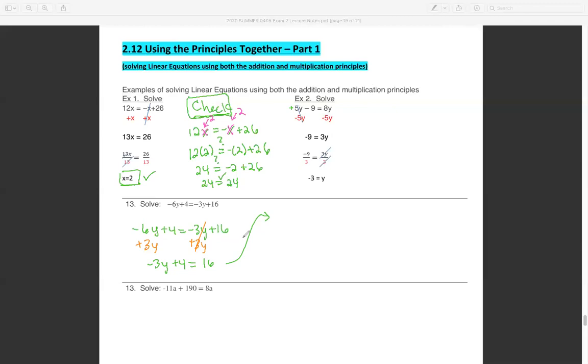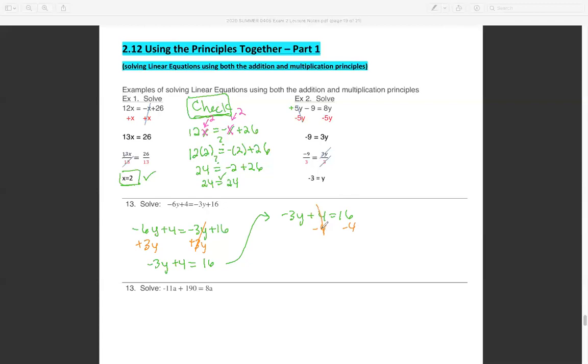Instead of doing addition and subtraction last, that's what you're going to undo first. So here we have negative 3y plus 4 equals 16. We're not going to start by undoing the multiplying by negative 3. We're going to undo the adding and subtracting first. So to undo adding 4, we will subtract 4, and what you do to one side, you have to do to the other.